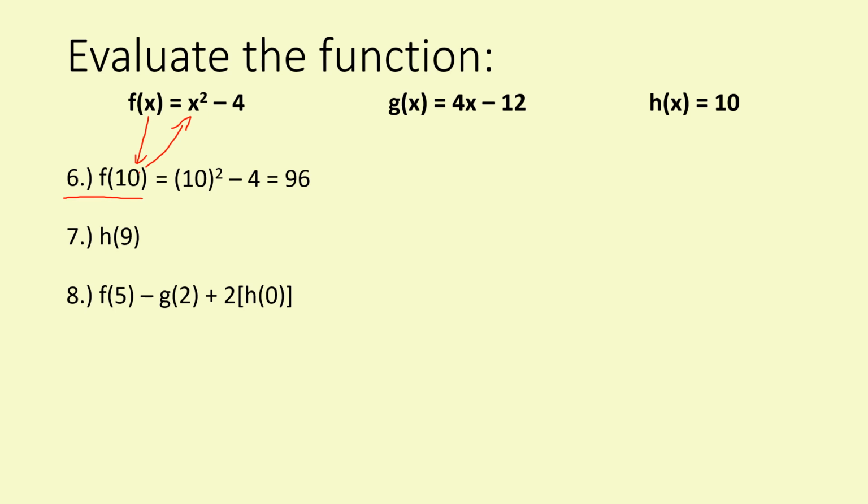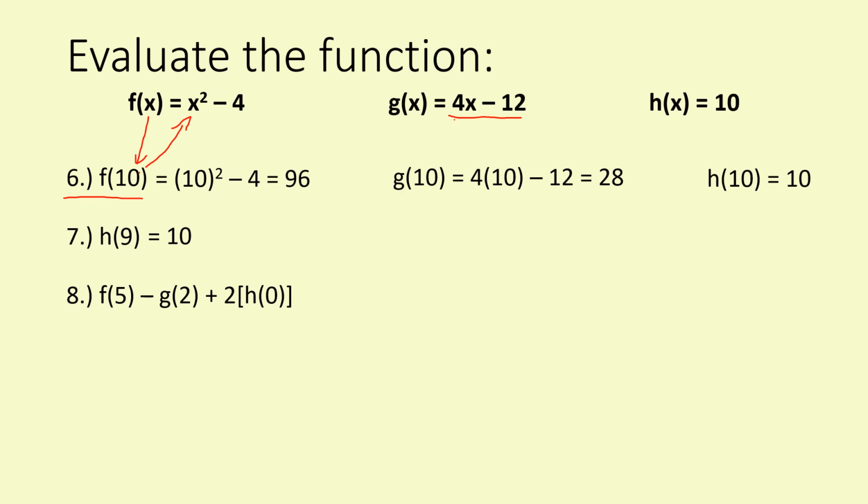If we were asked to find g of 10 instead, we would do the same thing, except now we're using that equation. So 4 times 10 minus 12, we get 28. If we were asked to find h of 10, there's no place to plug in that 10. H of 10 is just always 10. So in number 7, h of 9 still just equals 10 because there's no place to put that 9.